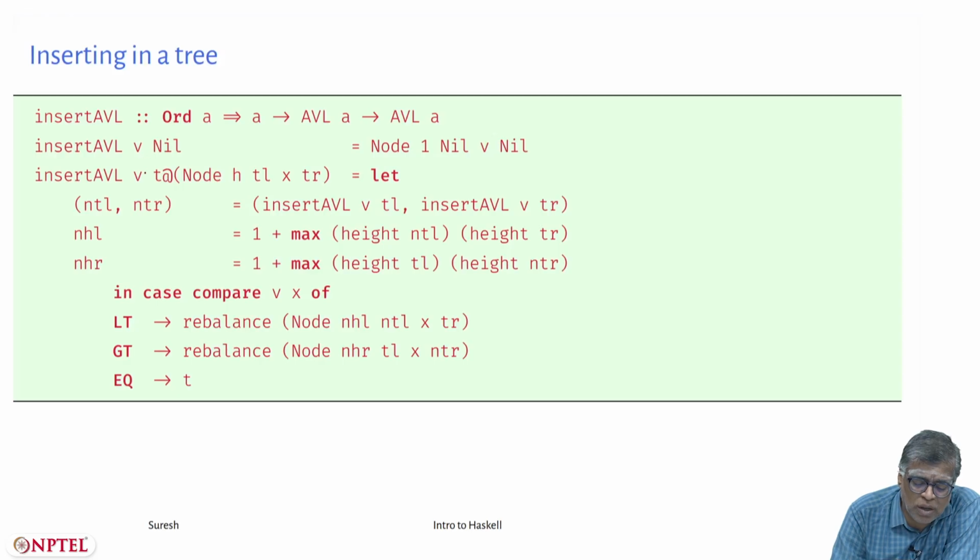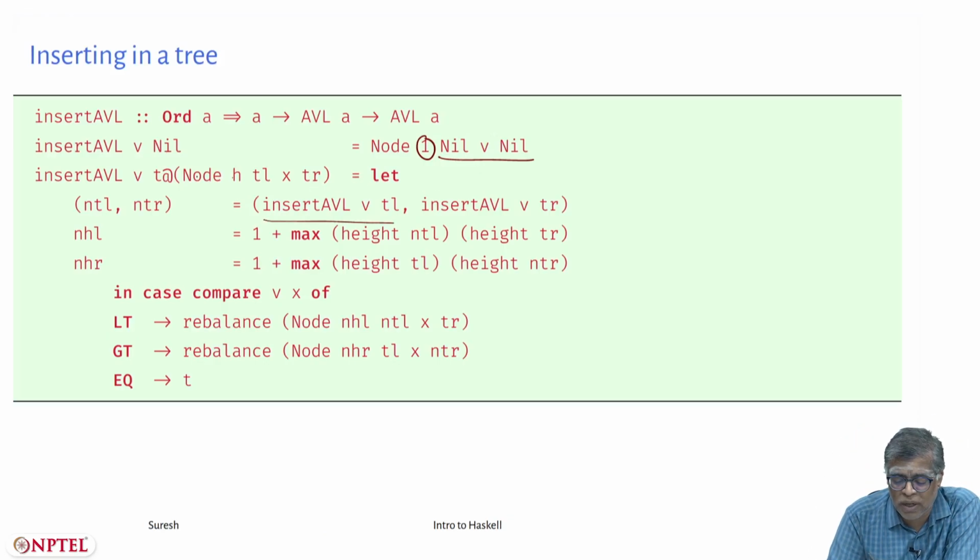Insert v into nil will just give me node nil v nil, but I have to give the height also as part of the node, so height is 1. Inserting v into a tree T which has the pattern node h TL x TR. Okay, now we have to calculate.